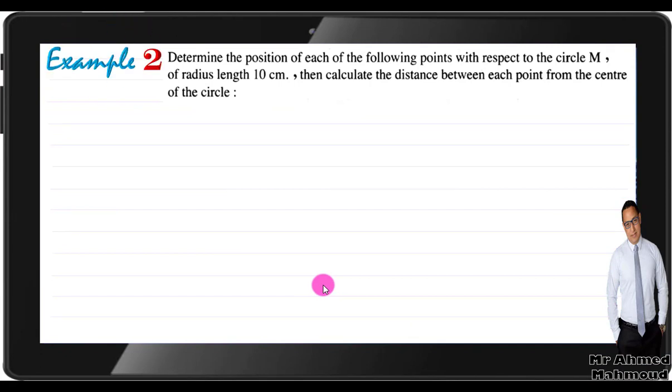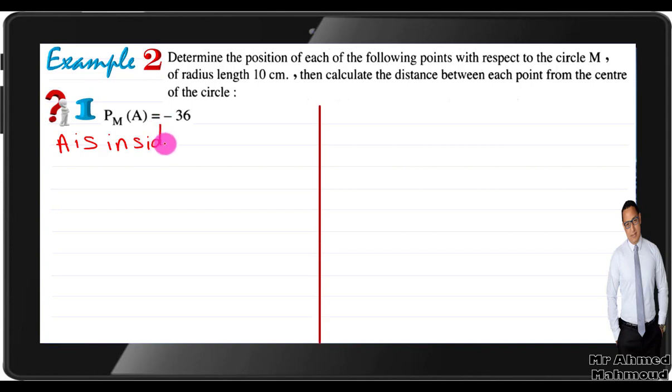Determine the position of each of the following points with respect to the circle M of radius 10, and then calculate the distance between the point and the center of the circle. Okay, here P of A is negative, so A is inside the circle because P of A is negative.